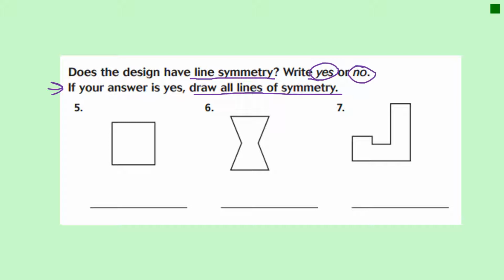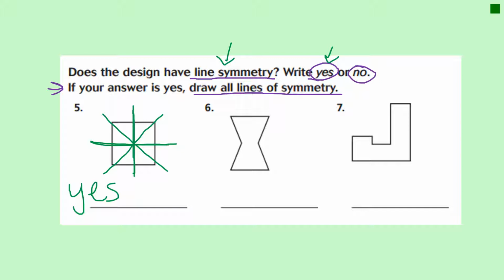All right, let's look at number 5. It's a square. We already did this with the checkerboard a lot, didn't we, guys? So it has a vertical line of symmetry, a horizontal line of symmetry, and corner to corner, corner to corner. So we write, yes, it does have line symmetry. And then we drew all the lines of symmetry. We drew 1, 2, 3, 4. A square has 4 lines of symmetry. Let's take a look at number 6 now.